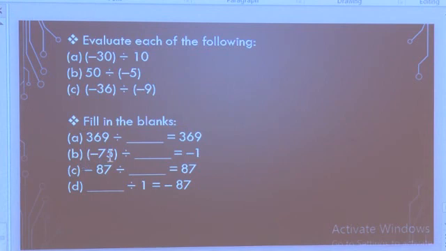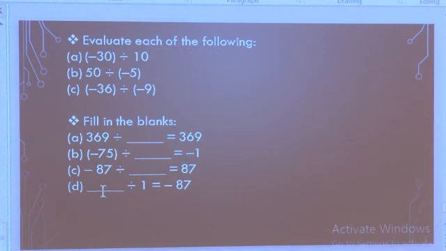Here, minus 75 divided by blank is equal to minus 1. To get minus 1, what should I do here? Yes, I have to write 75. You know 75 ones are 75, but because it is a negative integer, I have to write a minus sign before the number.